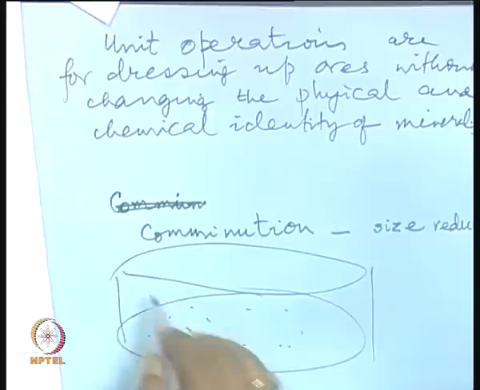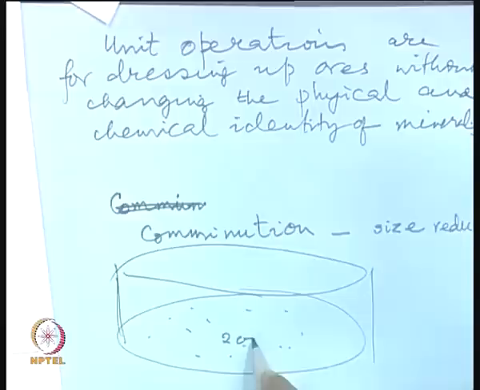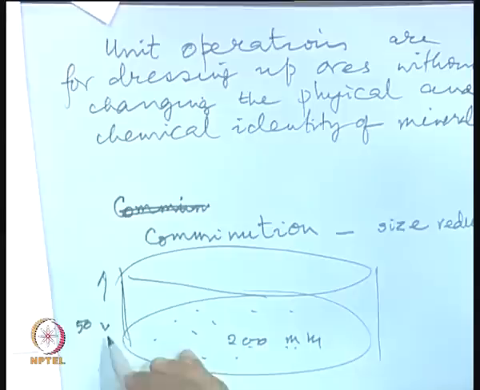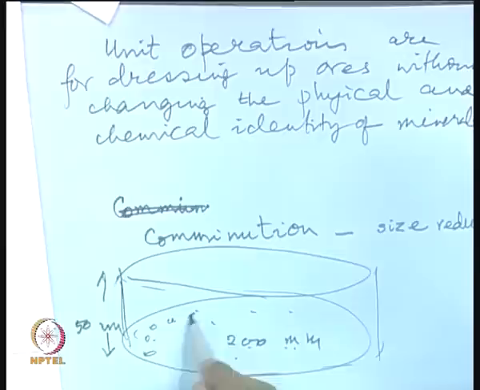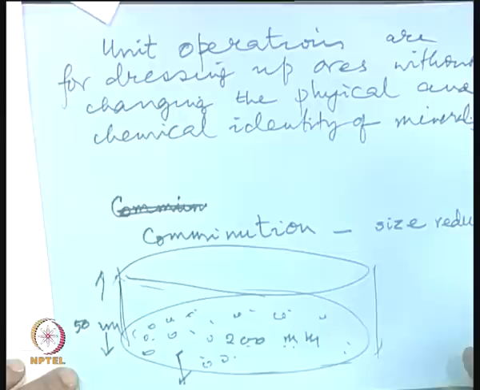So this could be, say, about 200 millimeter in diameter and about 50 millimeter high. Usually in the laboratories they are made of brass, these are screens and they have standard openings. So if we do this, then the finer particles will go through and the coarser particles will remain on top. But this is what we do in the laboratory on a small scale. In the industry this will not happen.